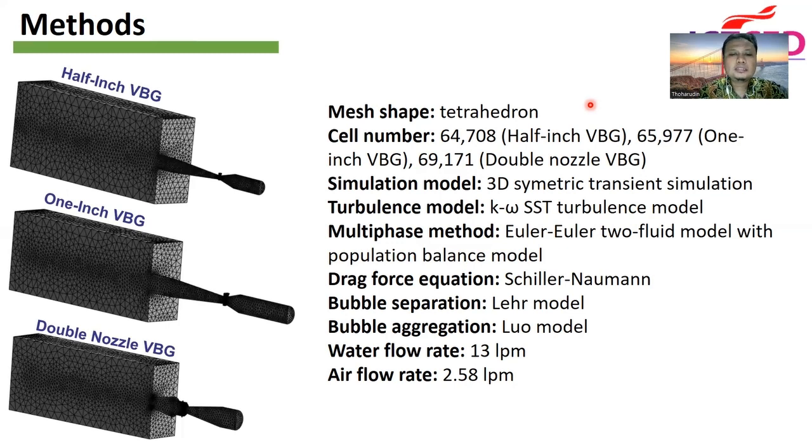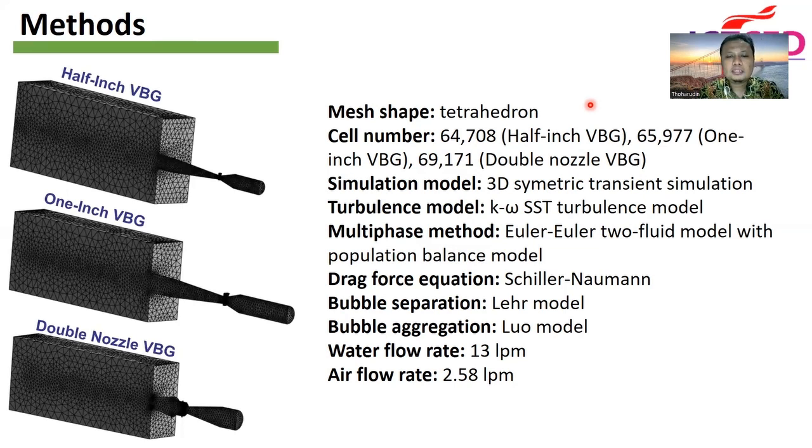For the multi-phase method, we use the Eulerian two-fluid model with a population balance model, so we can predict the diameter and distribution of the bubbles formed in the Venturi bubble generator. For the drag model, we use Schiller-Naumann; for bubble dispersion, we use the Lehrer model; and for bubble aggregation, we use the Luo model.